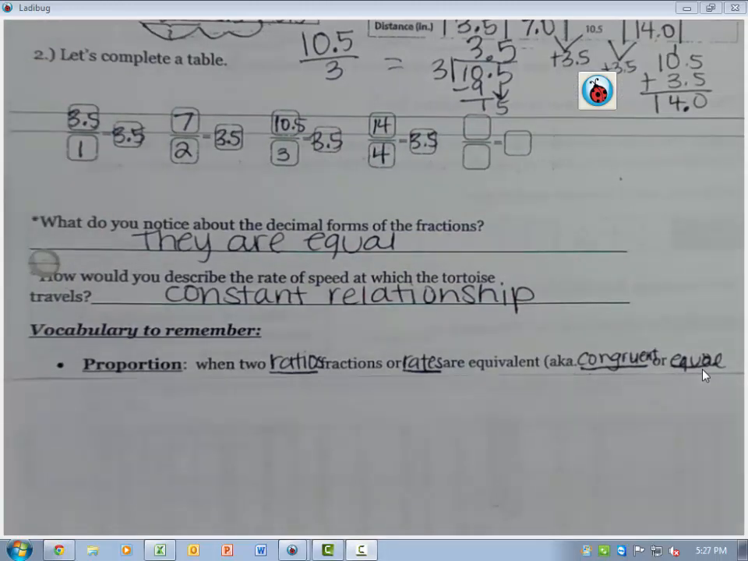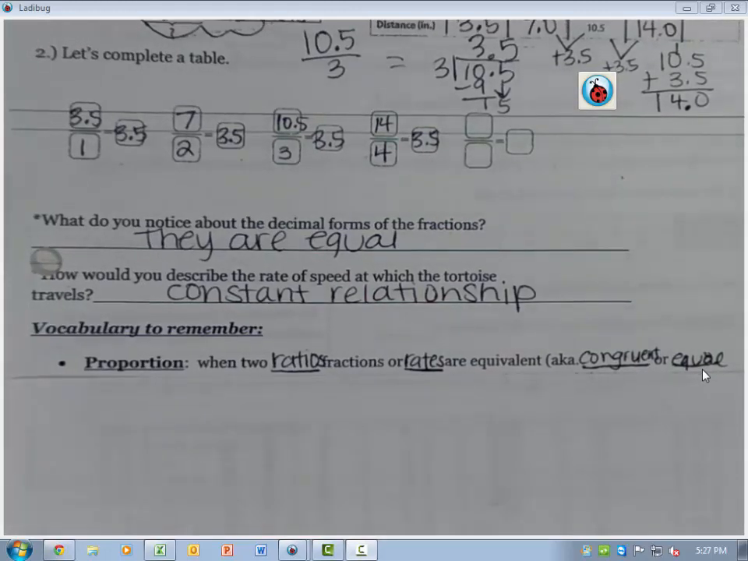Okay, I had to kind of smush mine together, but when two ratios, fractions, or rates are equivalent, that is what a proportion is. So each of these fractions, 3.5 over 1 is equal to 7 over 2. 7 over 2 is equal to 10.5 over 3. So all those fractions are proportional, or they are equivalent.